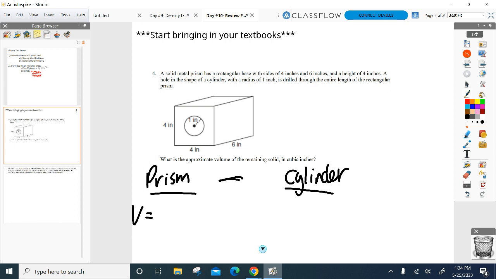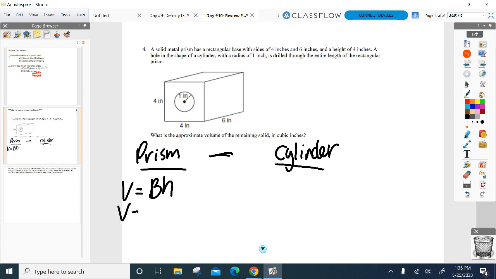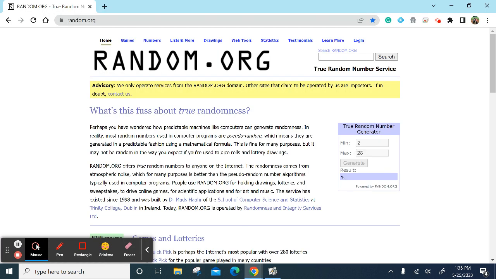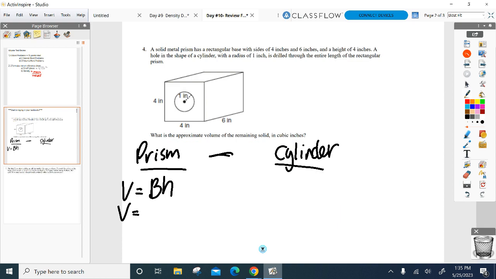Yep, base times height, right? Hey, off your formula sheet. Length times width times height, same thing, right? BH. Tell me what you're going to multiply then. Not going to get you off the hook. There you go. 4 times 6, which would be the area of the base, times the height, which is 4. Good work. And we end up with 96.